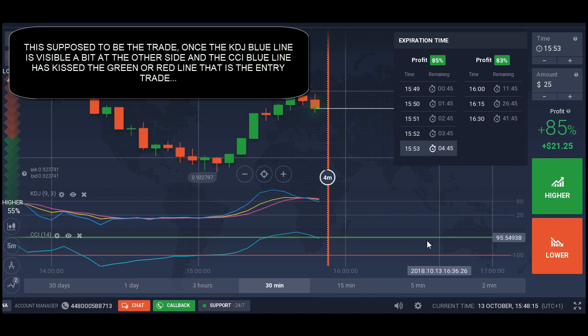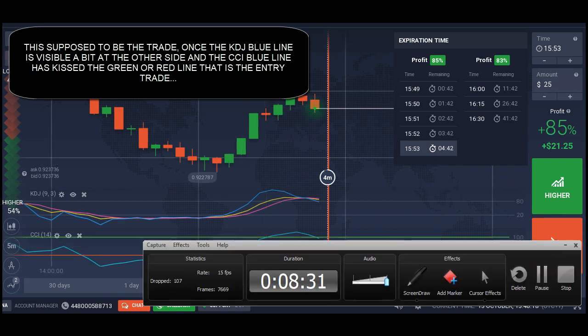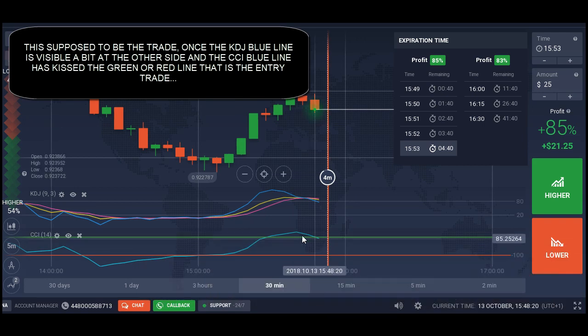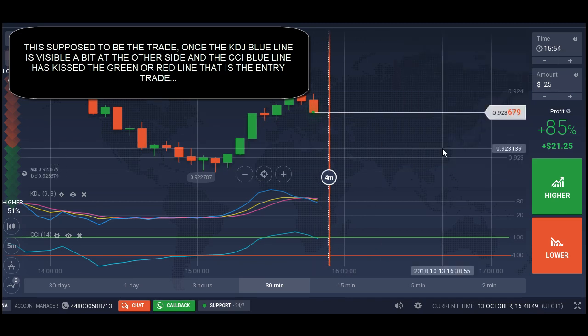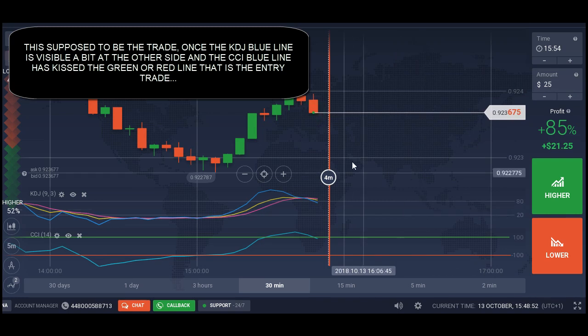Look at the CCI. The CCI has entered the green line. You can see it. Then look at the KDJ. The KDJ has also crossed down. You can see it vividly. Now it's time, because look at the expiration here. This is 5:20, which means in the next 18 seconds, a new candle will open. So click on this last time here. As the new candle is opening, I'm going to fire.